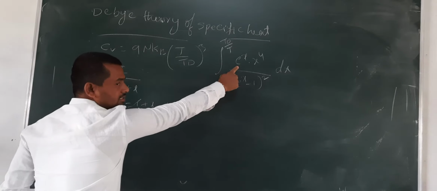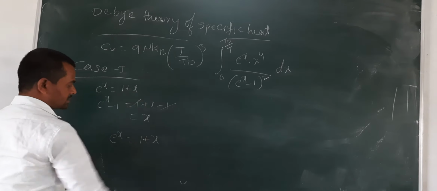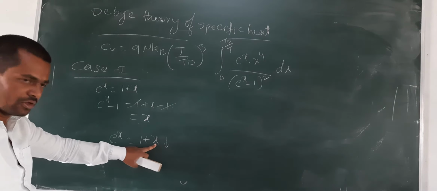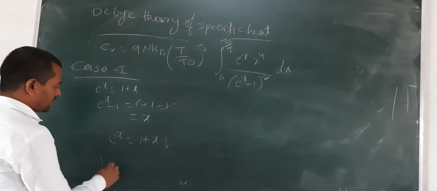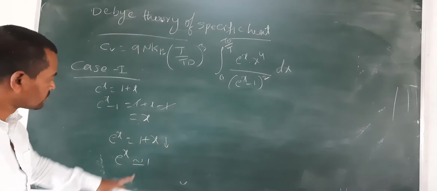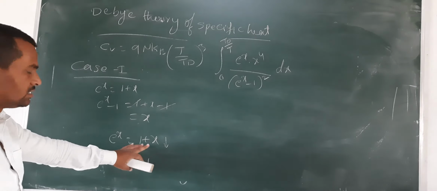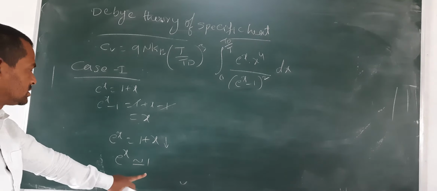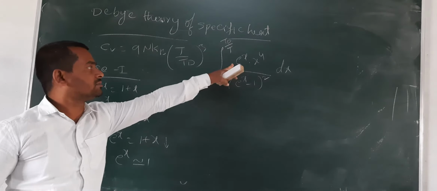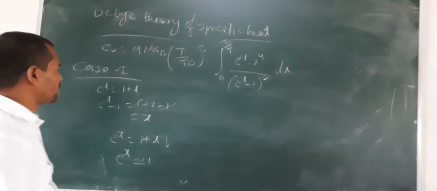In the place of e power x, we have 1 plus x. We know the x term is very low, and if a small value is added to 1, nothing will change. So e power x can be written as approximately equal to 1. Since x is small, adding it to 1 causes no more changes. So simply e power x is approximately 1. In the place of this, substitute this. Then what do we get?